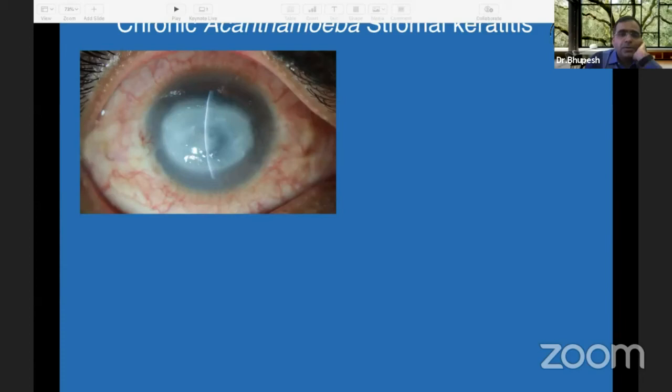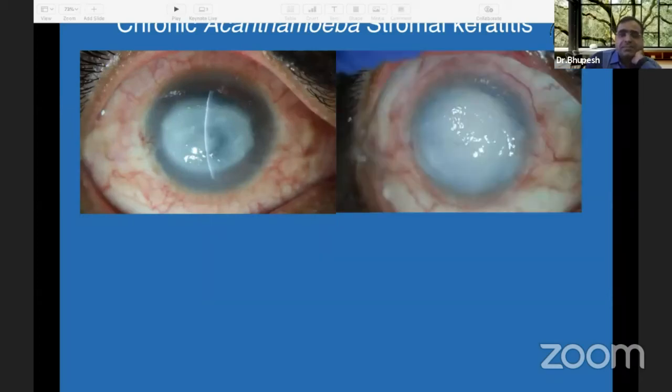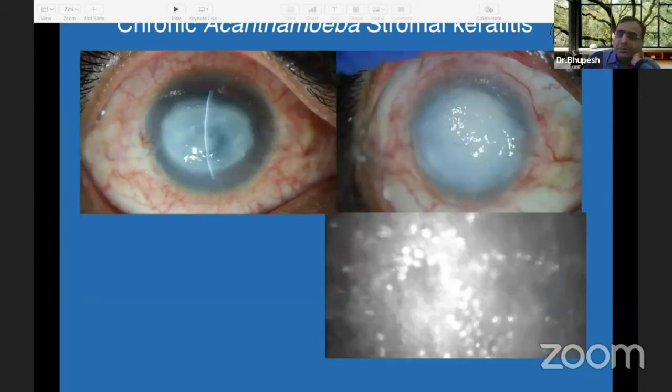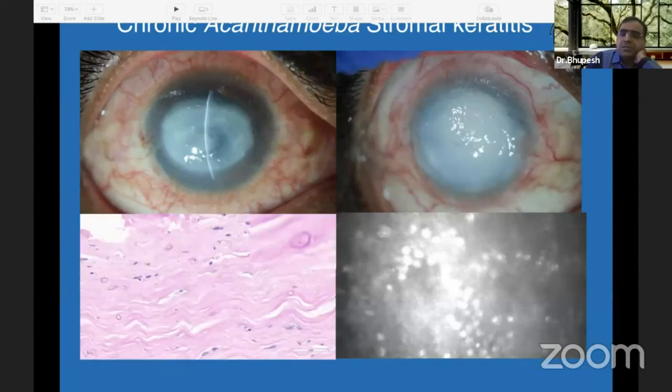Okay, so one more entity which I thought of is chronic Acanthamoeba stromal keratitis, which is not commonly described, as with HSV stromal keratitis, but I have observed many patients like this. The patient resolved on Acanthamoeba treatment of almost 8 to 9 months, but on confocal plenty of cysts were seen, and similar findings were confirmed on histopathology as well.